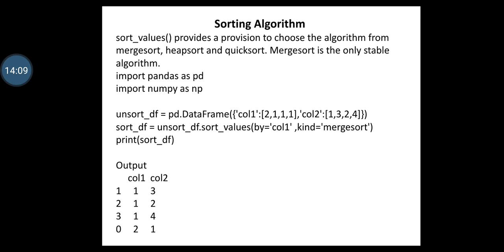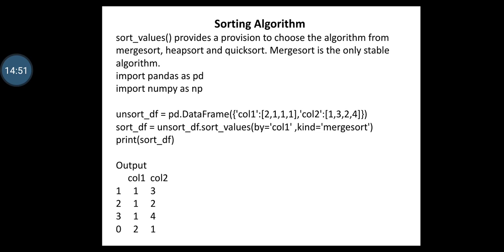Then we can also use some sorting algorithms such as merge sort, heap sort, and quick sort in our pandas library. In this example I am using merge sort. Merge sort is the only stable algorithm. So we can use the sort_values method, which provides the option to choose the algorithm from merge sort, heap sort and quick sort. Merge sort is the only stable algorithm.